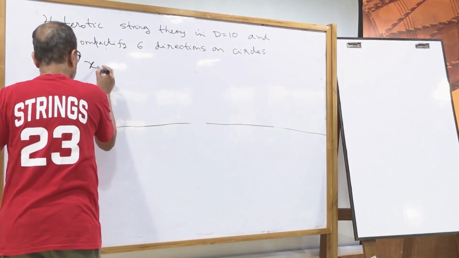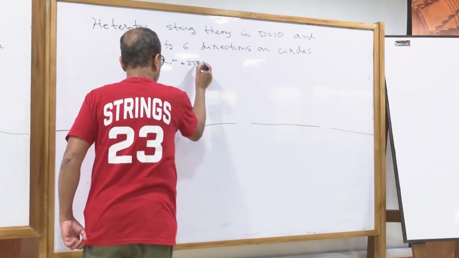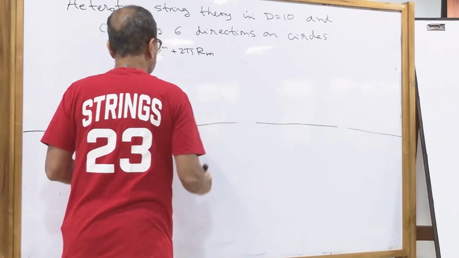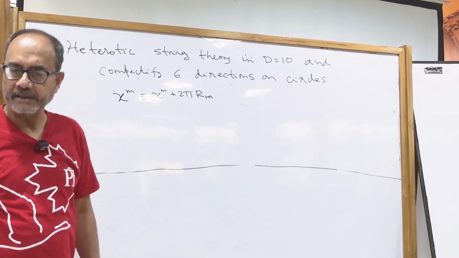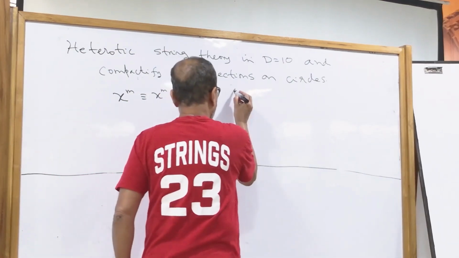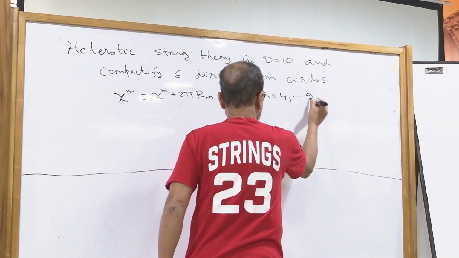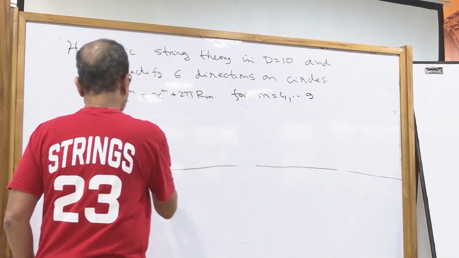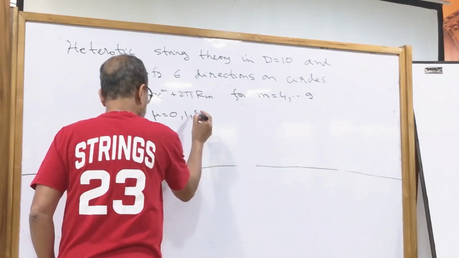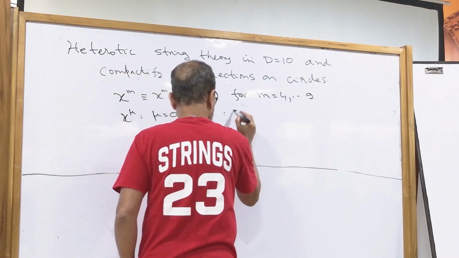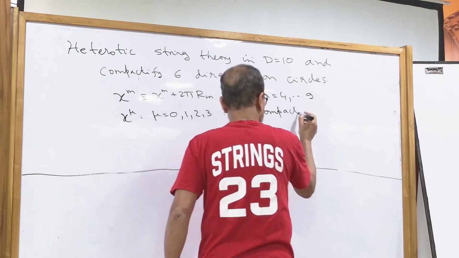So you take x^m as x^m plus 2 pi R_m, okay, which means that if you translate x^m by 2 pi R_m, we'll come back to the original point. That's what a circle of radius R_m does. And we take this for m equal to 4 to 9. And x^mu for mu equal to 0, 1, 2, 3 are non-compact directions. So this is a 4-dimensional theory.